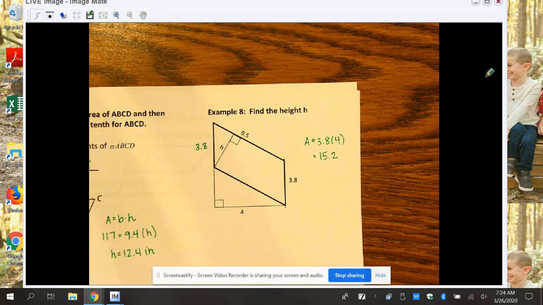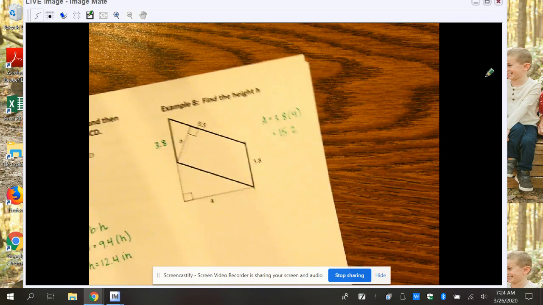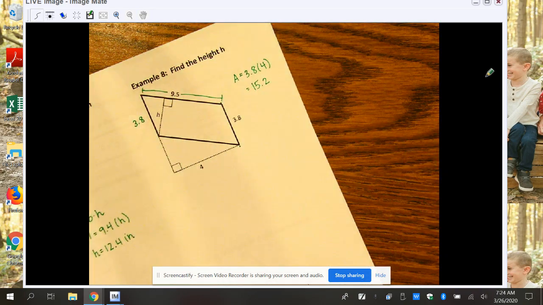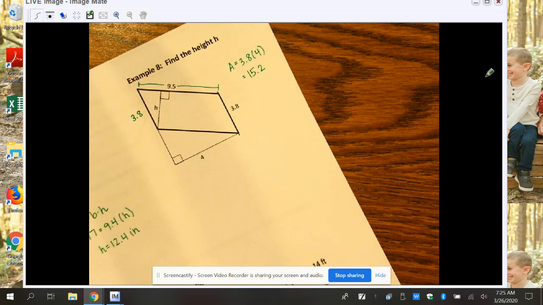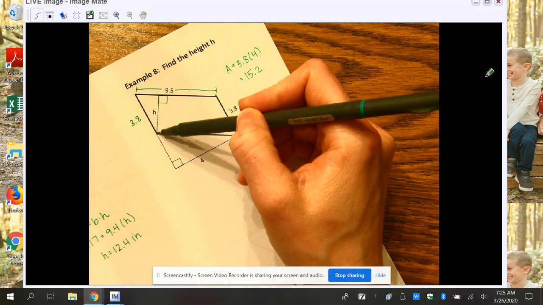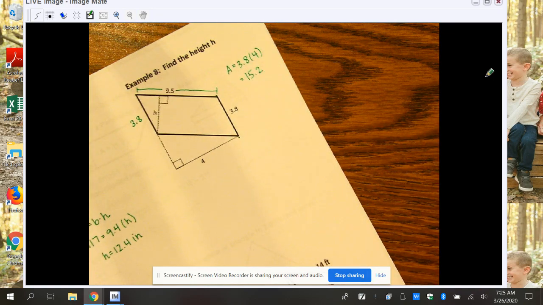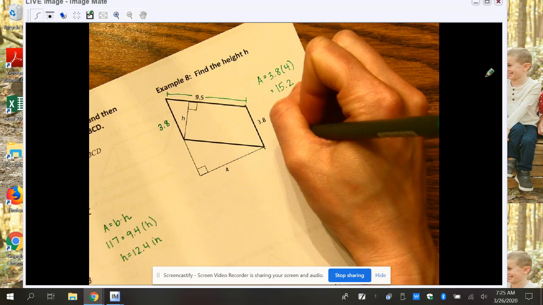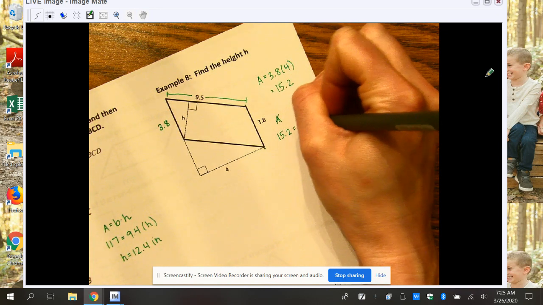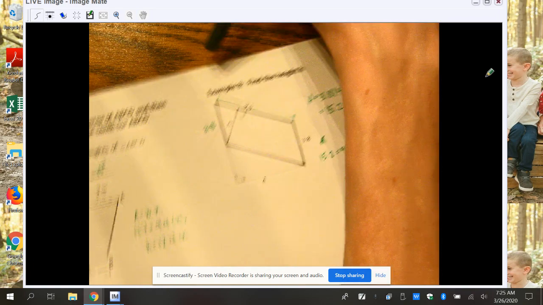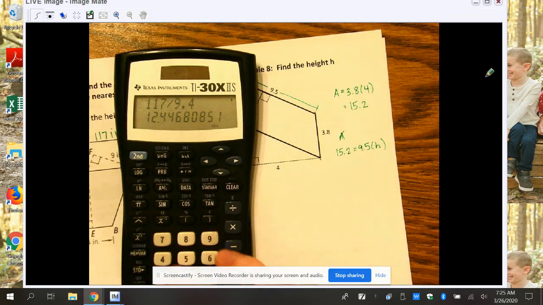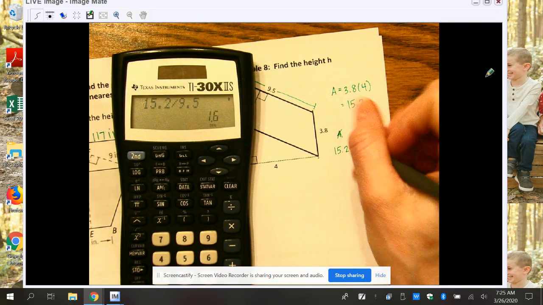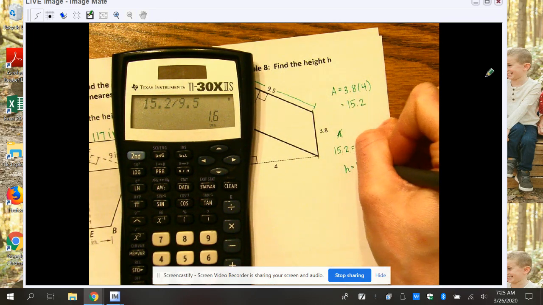And so now I can orient my picture, and this 9.5 is supposed to be for this whole thing. It doesn't necessarily look like that. Now I can use my 9.5 as the base, and then use that to find my height. So I'll plug 15.2 in for the area. The base would be 9.5, and now I'm looking for the height. And so that's going to be 1.6. Again, there's no units on this one, so I don't have to worry about that.